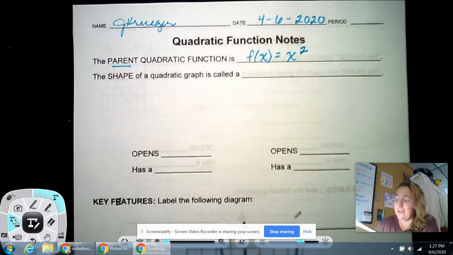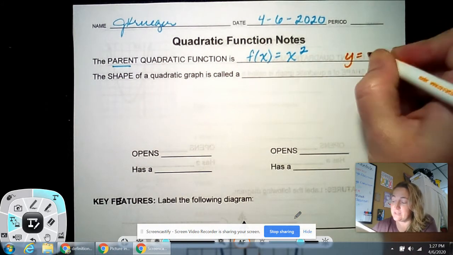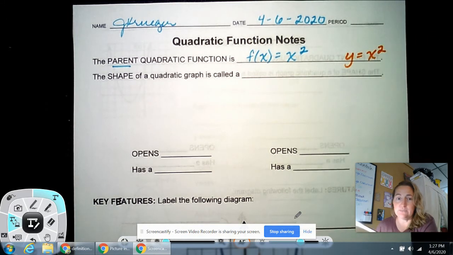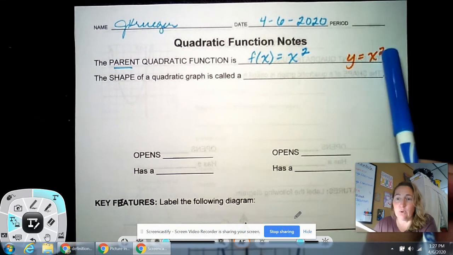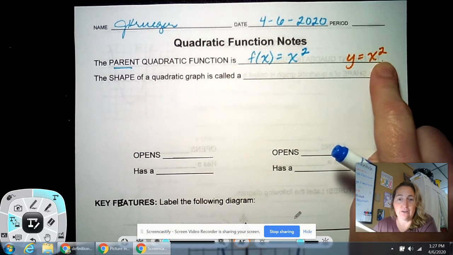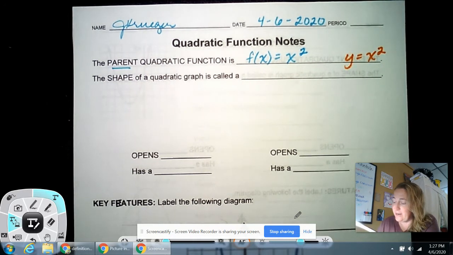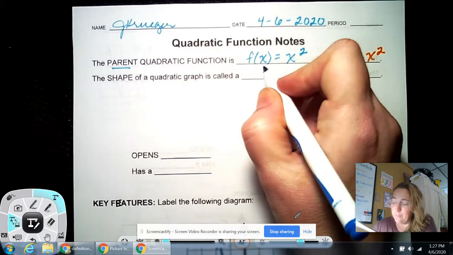Remember that f(x) is just a fancy way to say y, so it would also be y = x², is how you'll see it sometimes. Okay, and what makes this a quadratic is that exponent. The x² is what you're always going to see in a quadratic function. Okay, the shape of a quadratic graph is called a parabola.